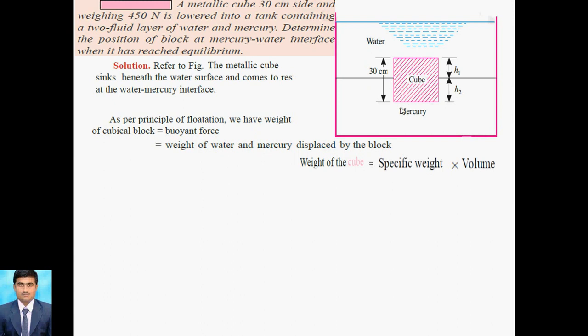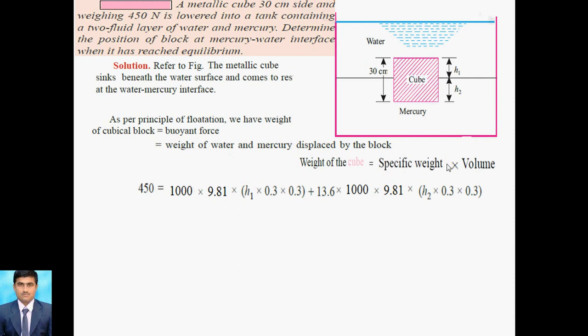How to calculate the weight of the cube? Specific weight is nothing but weight upon volume. So the weight of the cube is equal to specific weight into volume. Now we know the weight of the cubical block is 450 Newton, as already mentioned. The weight of the block is 450 Newton, and it equals the weight of the water plus the weight of the mercury, because the block lies between the two fluids. So for the weight of water, we place specific weight into volume.